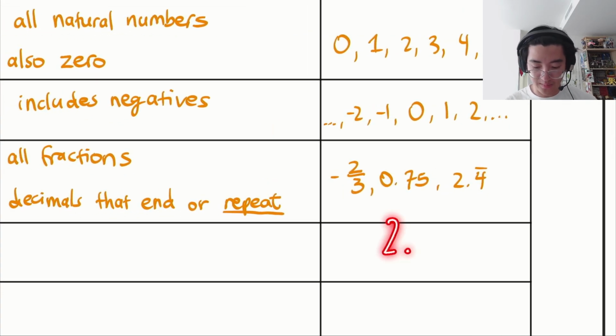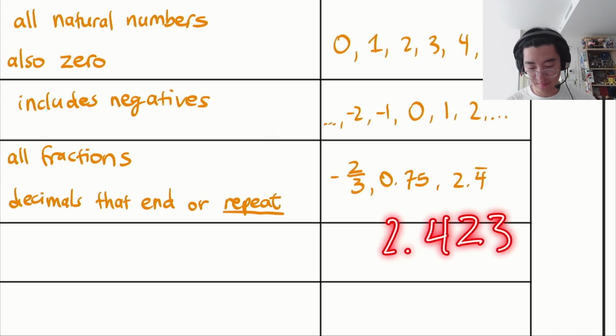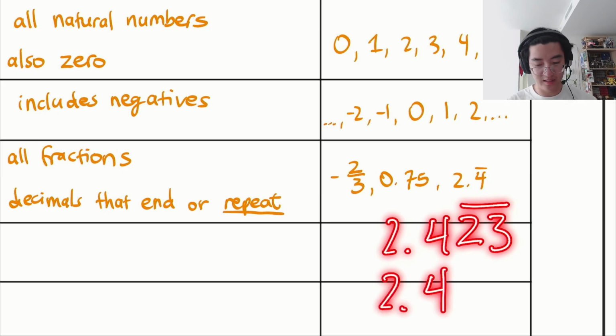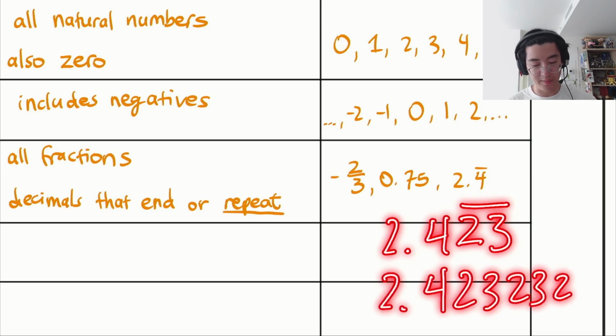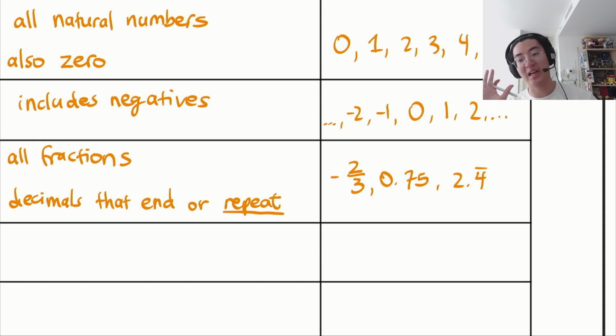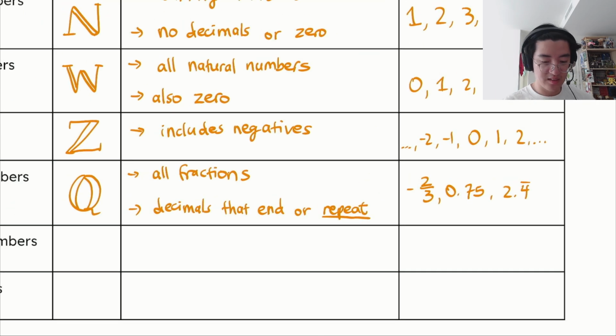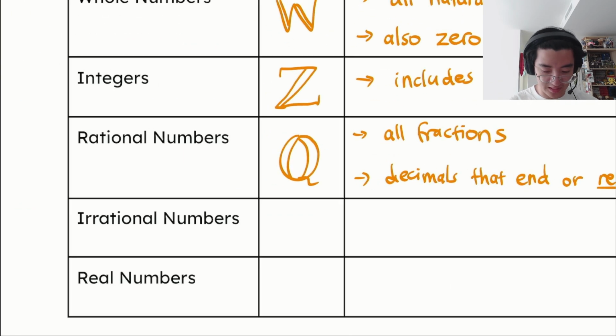If you get something like, I don't know, 2.423 with a bar on top of it, the 2, 3 repeats on forever. That's okay. That is still considered rational. But what's irrational? That's when we use the I here now.